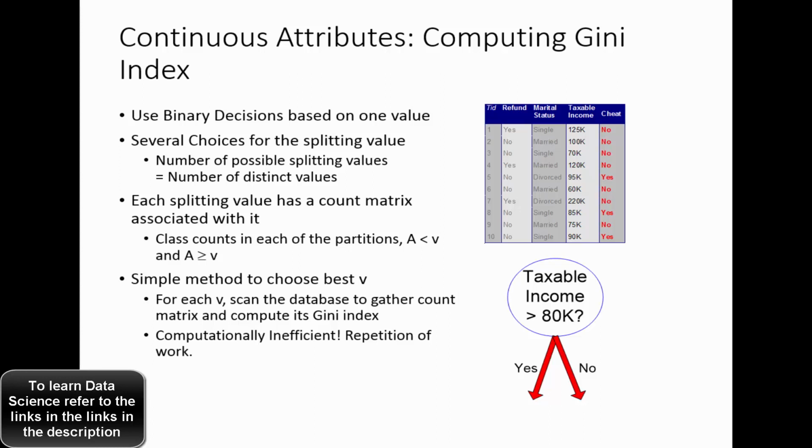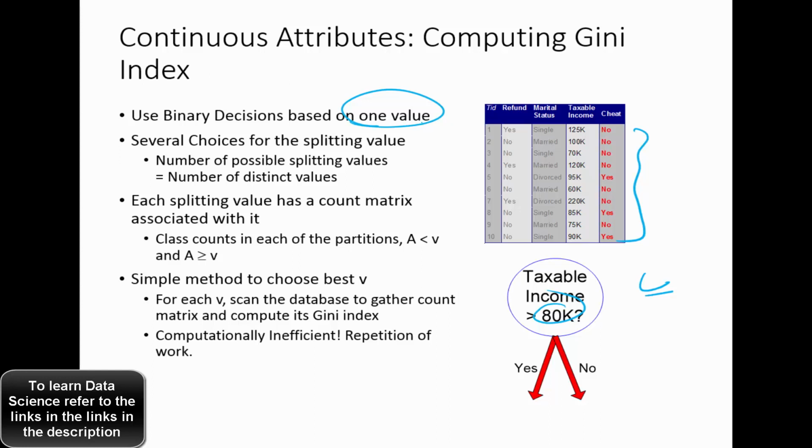Alright, so here is the real example that we have seen. Taxable income greater than 80k, yes or no. How do we come up with that 80? Remember, we had seen in that example, we can actually use Gini index to get into that. So use binary decision based on one value. How do we come up with that one value? We had one value, 80k. Several choices are there. Like data we have got 10 choices, and every choice is a potential candidate for a split or for a threshold. So why do we go ahead with 80? Why not anything else?